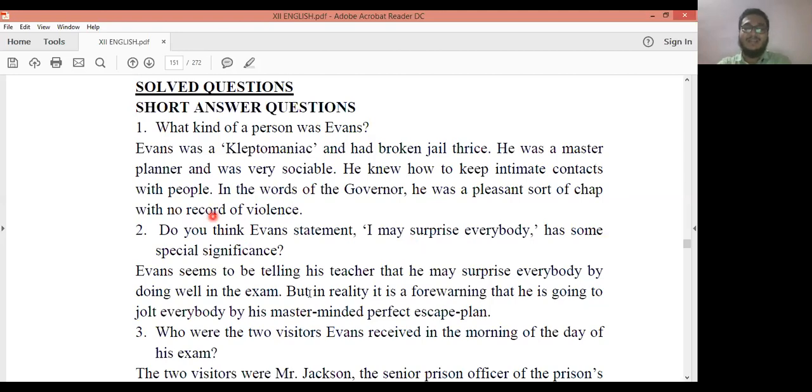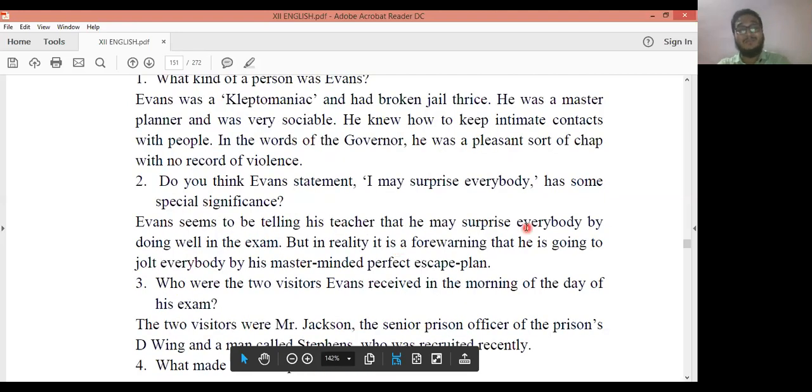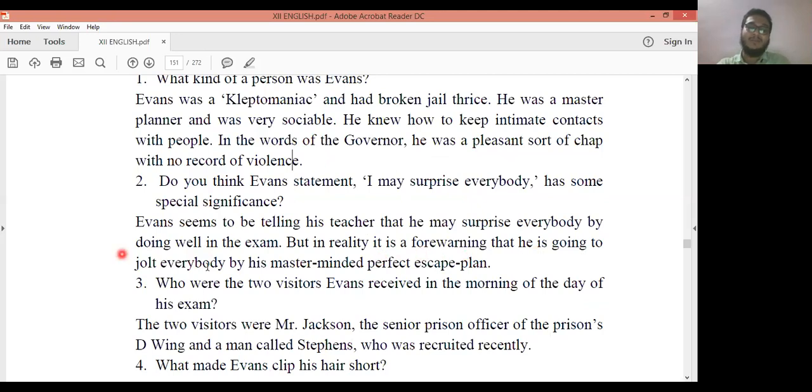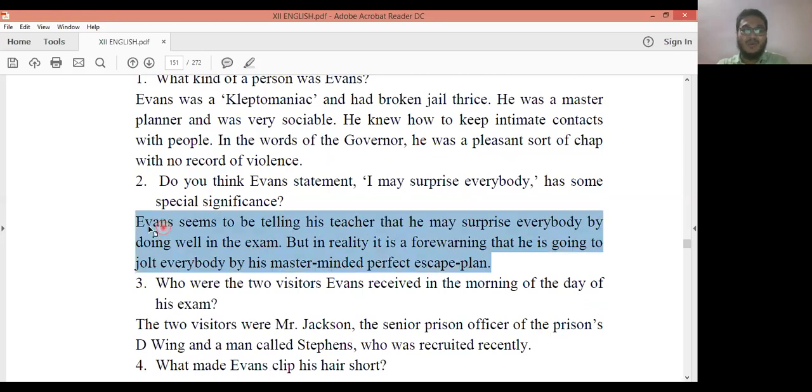Ivan seems to be telling his teacher that he may surprise everybody by doing well in the exam. But in reality, it is a forewarning that he's going to jolt everybody with his masterminded perfect escape plan. Just to mark down what the statement means: he's referring to his teacher about doing well in the examination, but in reality it is a forewarning that he is going to surprise everybody with a masterminded perfect escape plan.